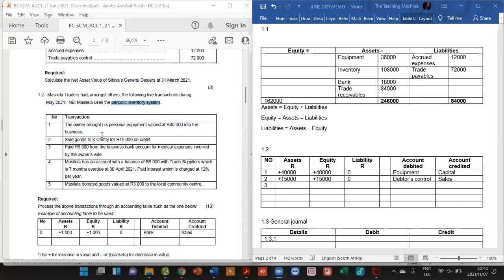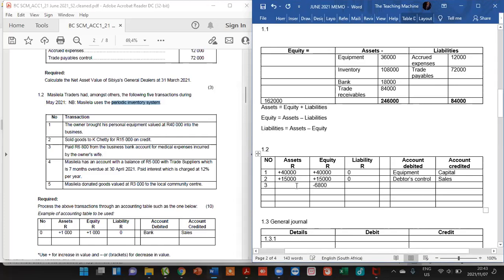Let's look at the first transaction. The first transaction says that the owner brought his equipment into the business. The owner is contributing into the business. The owner is adding value into the business. But with number 3, the owner takes from the business since the medical expenses of his wife was paid from the business's bank account. What does this tell? It means that equity should decrease because the owner is taking from the business.